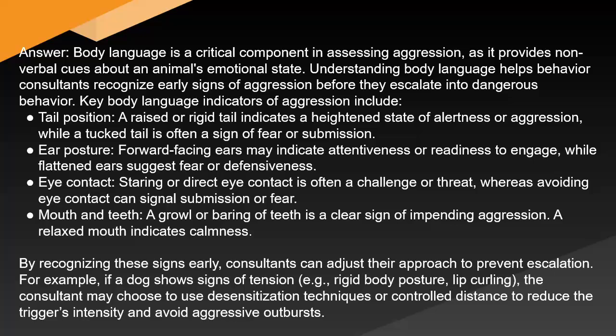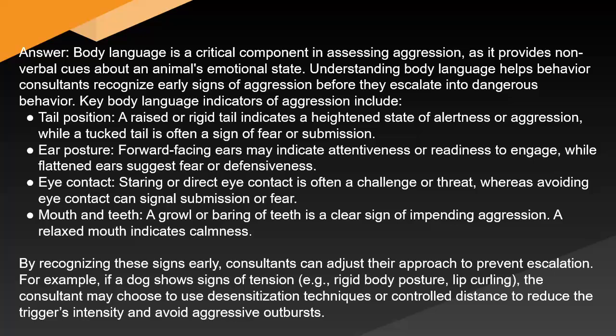Key body language indicators of aggression include tail position. A raised or rigid tail indicates a heightened state of alertness or aggression, while a tucked tail is often a sign of fear or submission. Ear posture. Forward-facing ears may indicate attentiveness or readiness to engage, while flattened ears suggest fear or defensiveness. Eye contact.